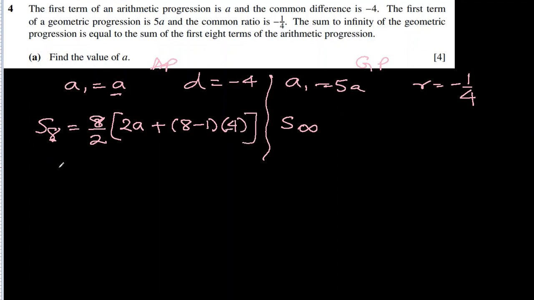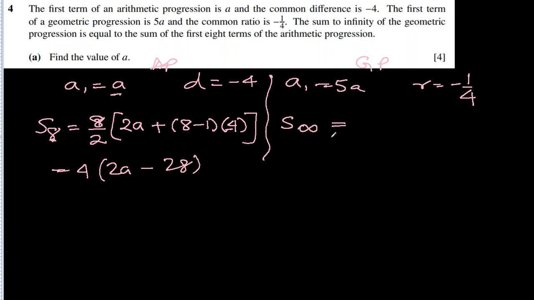So let's try to simplify this. 4 times 2A plus 7. This is 7 times minus 4 minus 28. Okay.